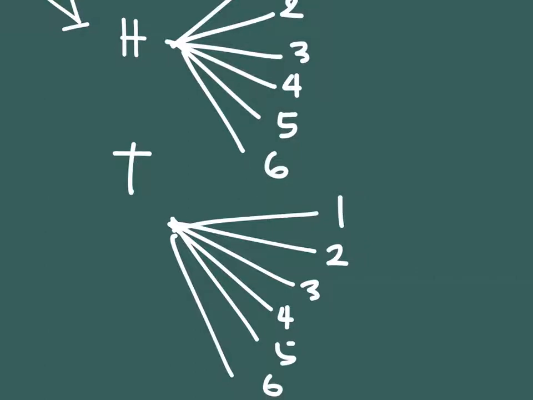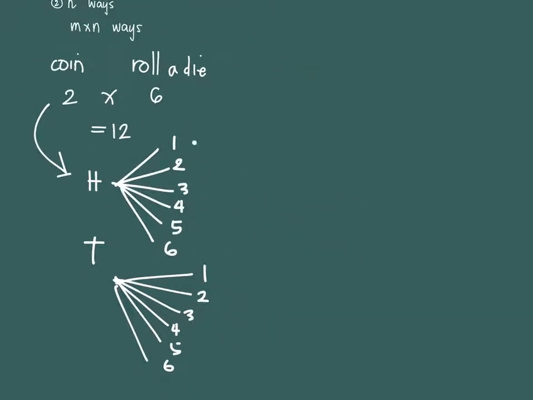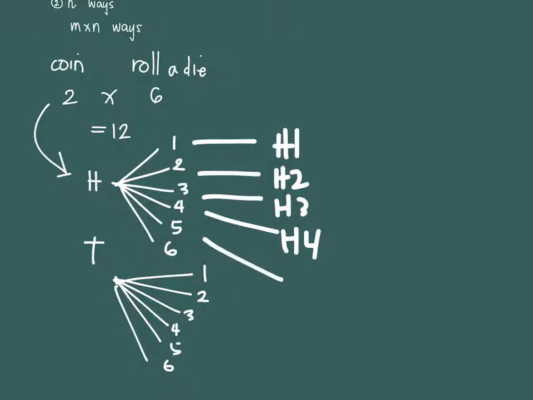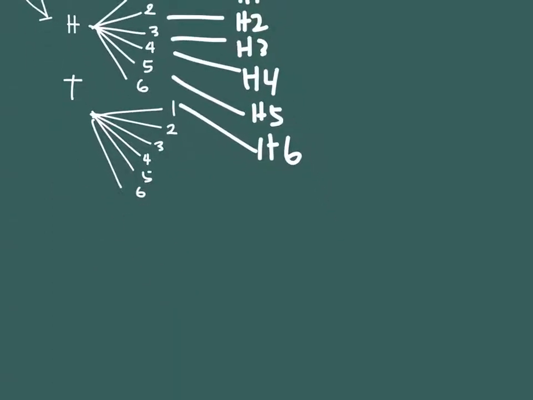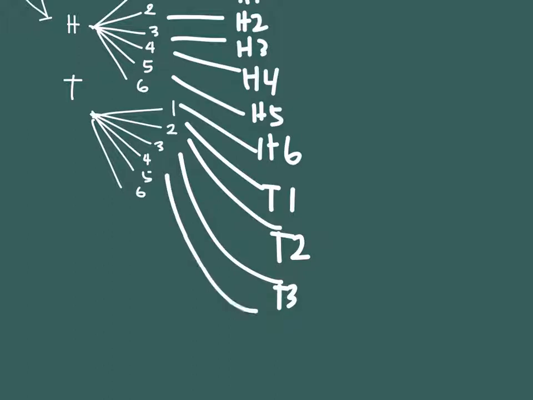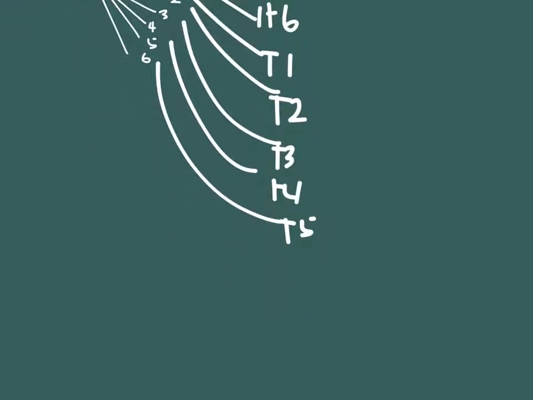And as you can see, this will list down all the combinations that you can have. It could be an H1, an H2, an H3, an H4, an H5, and H6. And in the same way, you have T1, T2, T3, T4, T5, and then you have T6.